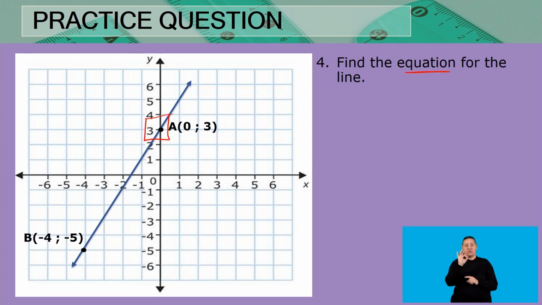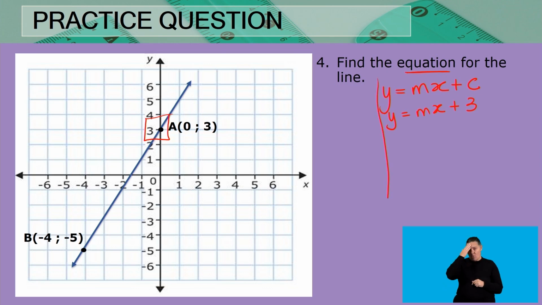So that means that when it comes to our standard form equation, we already know that our C is 3. So now what we need to calculate is the gradient. And as soon as we find the gradient, then we know that we have a complete equation. So let's now find the gradient of this line so that we can complete our equation there.